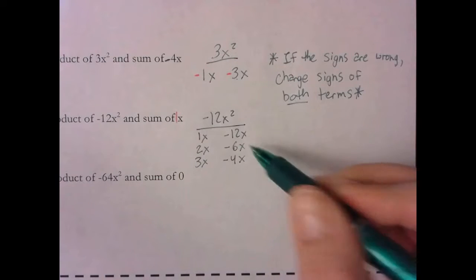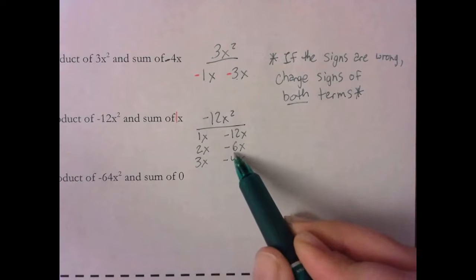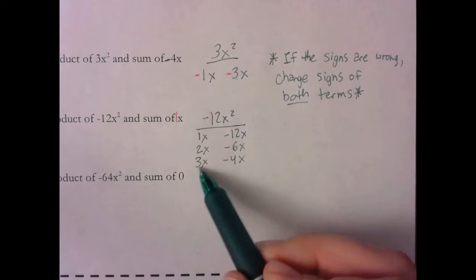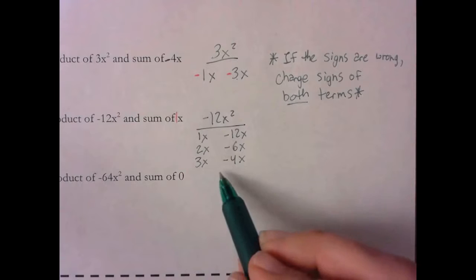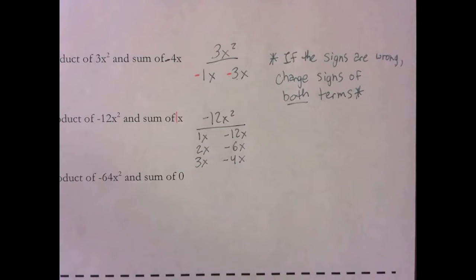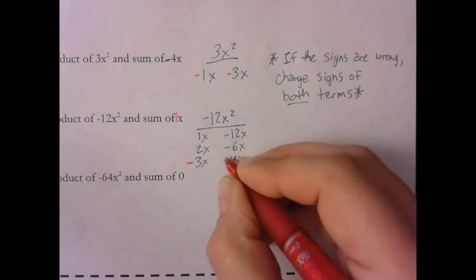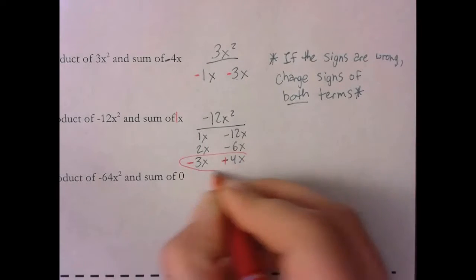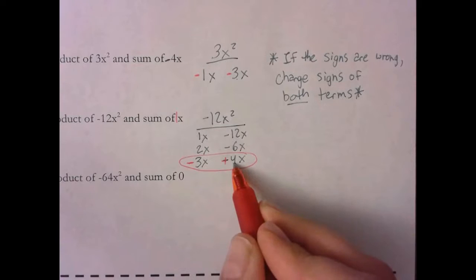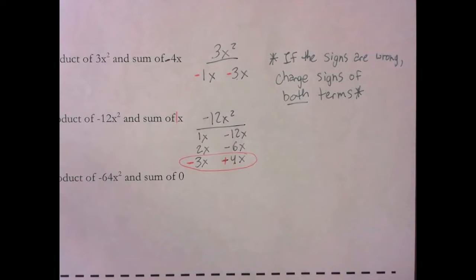Well, 1 minus 12, that's negative 11. 2 minus 6, that's negative 4. 3 minus 4, that's negative 1. Oh, that's almost what we want. So we need to flip the signs. We need minus here and plus here. Negative 3 plus 4, that's how we get what we want.